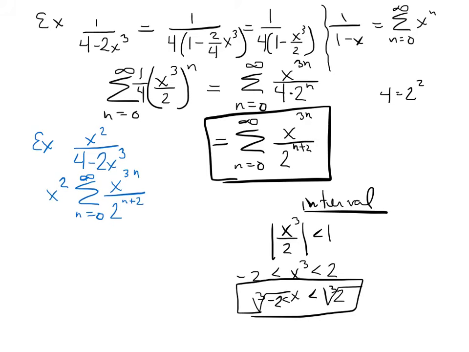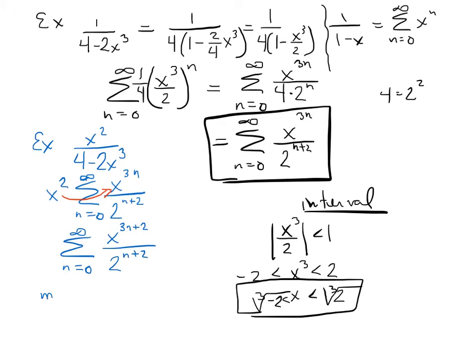And now what we need to do is multiply those x's together. So for this one, we can multiply those x's in now. We found an original using that function, and now we would have x to the 3n plus 2 because of that new exponent on that x squared over 2 to the n plus 2.